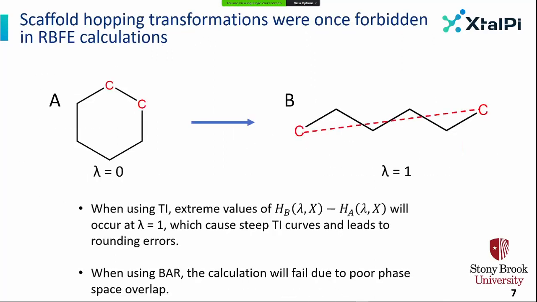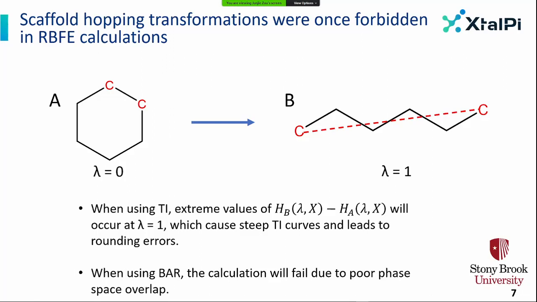Even though scaffold hopping is very important in drug design, unlike the R group perturbation, which commonly benefits from the high accuracy of free energy calculation, scaffold hopping transformations were once considered forbidden in RBFE calculation. The problem is that to do a scaffold hopping transformation in RBFE calculation, we have to make new bonds or break bonds during the calculation, and this will cause some technical issues.